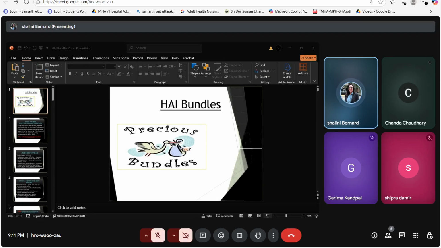Second is exogenous, an organism which is transmitted from outside the patient's body, from healthcare workers, from other patients, from the environment, or from any equipment used for the patient. So this is called the exogenous flora.